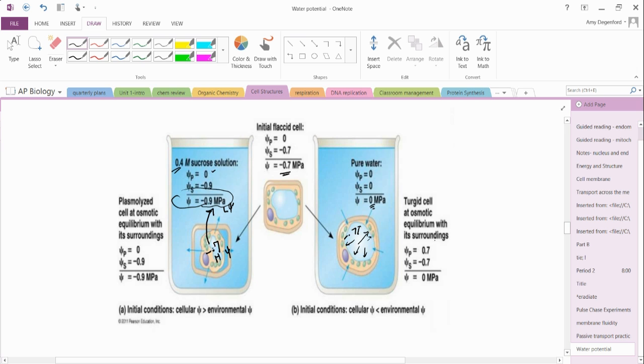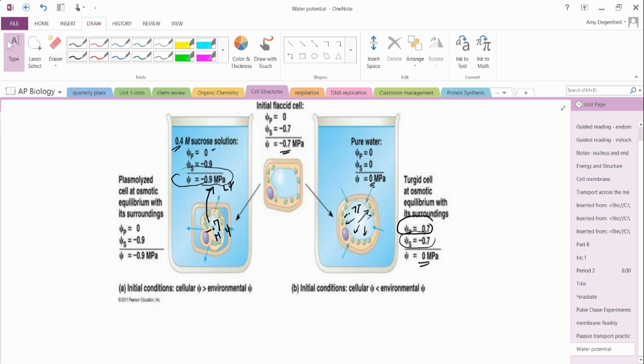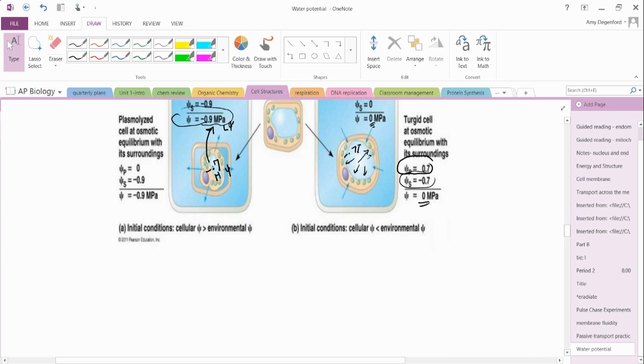That water pushes back on the cell wall. So notice we're going to have a positive pressure potential, and the solute potential is negative 0.7. That goes down to 0. So really that means water can no longer move into that cell. It just can't. The water is pushing back.